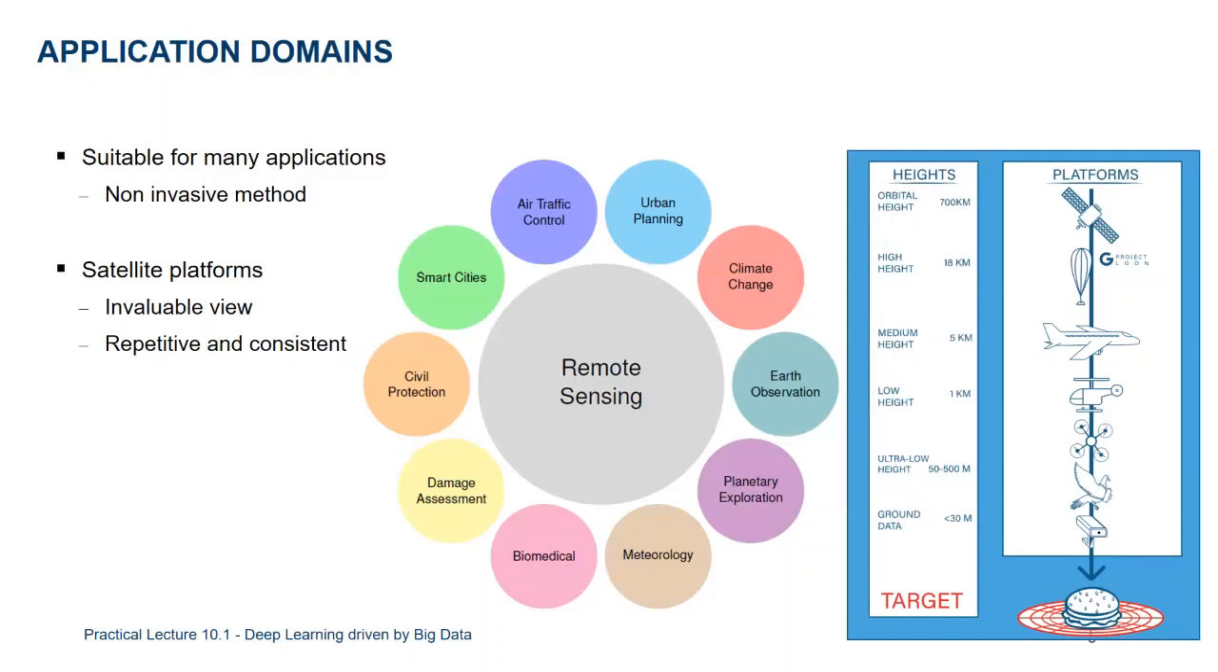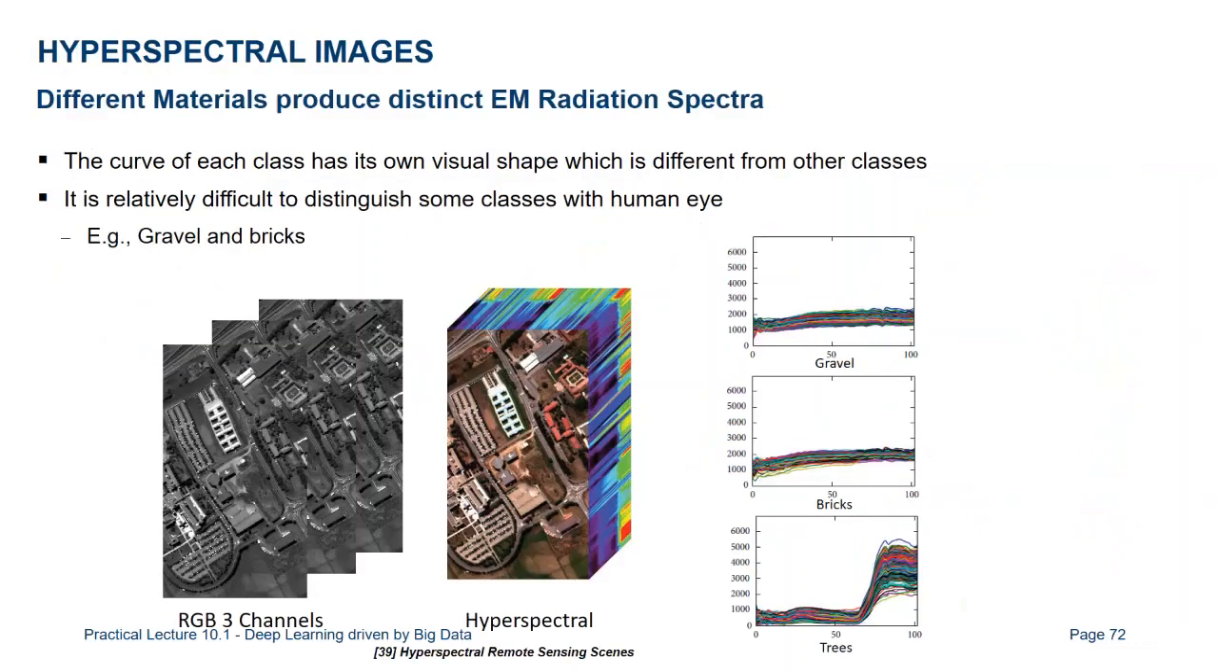But anyway, if you look at the satellite, you can see that it's a perfect view because it's repetitive and consistent. So you can always use it to monitor particular events that occur in a particular region of the Earth. And then you can see here just a subset of particular applications, but there are of course many more.